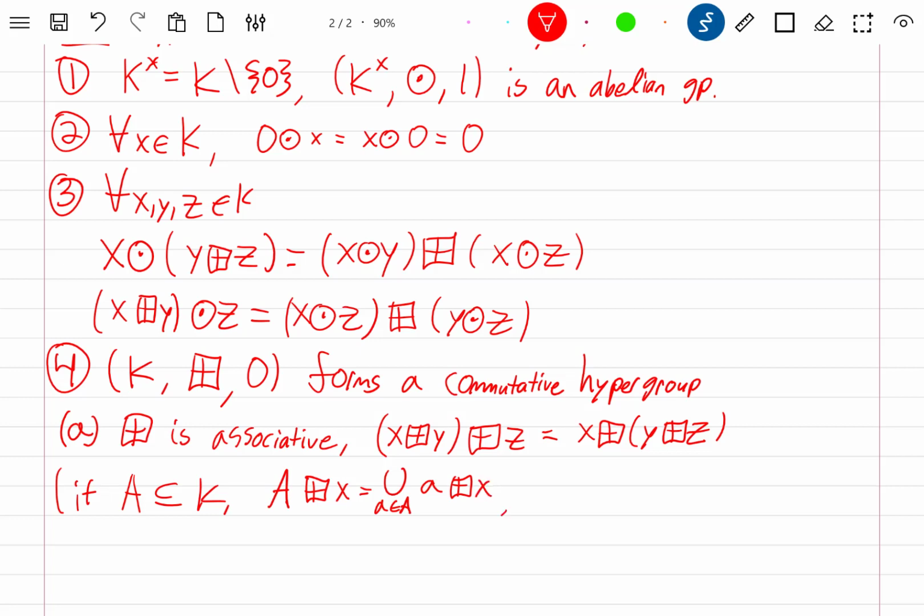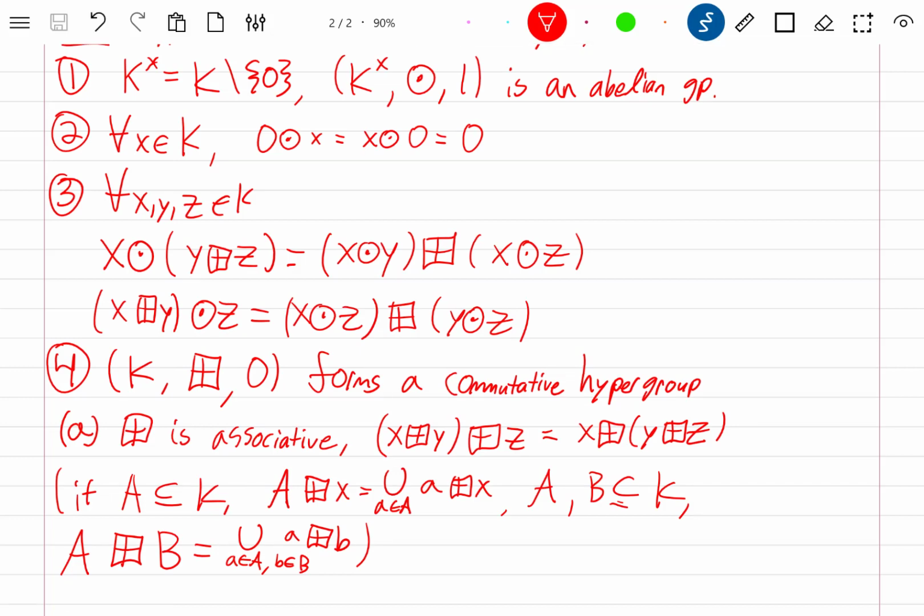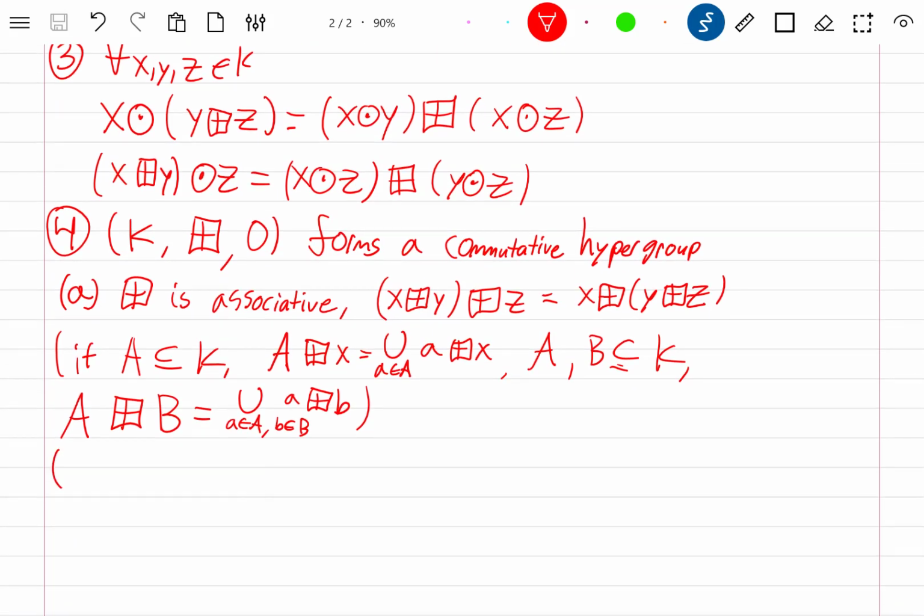Similarly, you can extend this to saying if A and B are subsets of K, then A plus B is just the union over all a in A and b in B of a plus b, because these are all sets. This allows you to recursively build up what we mean when we're adding lots of things together. You can do this in a way that's a bit more detailed in the paper, but I will just leave it at that here.